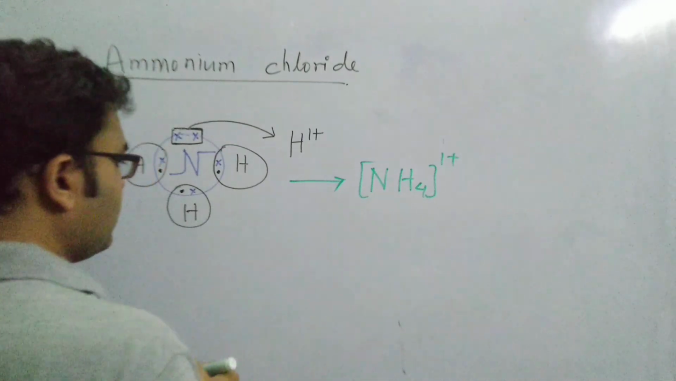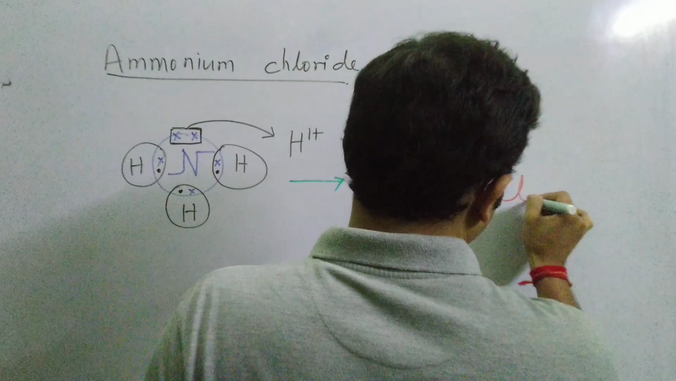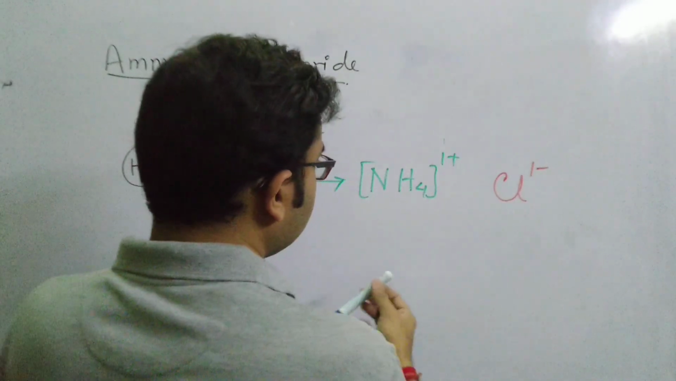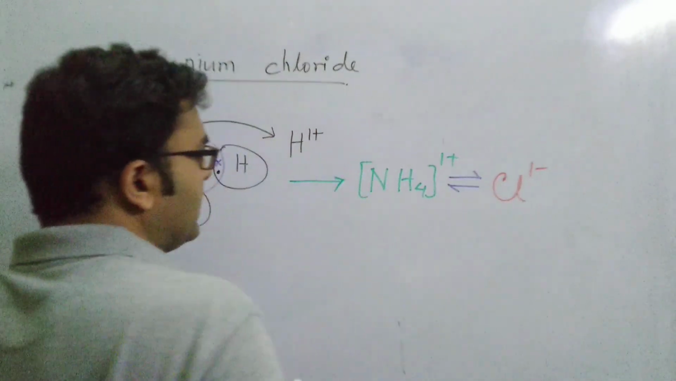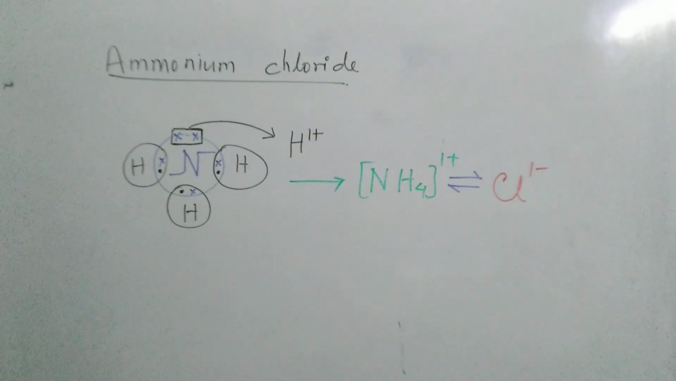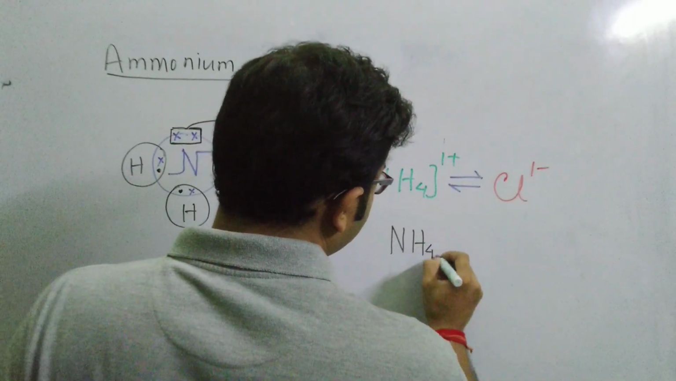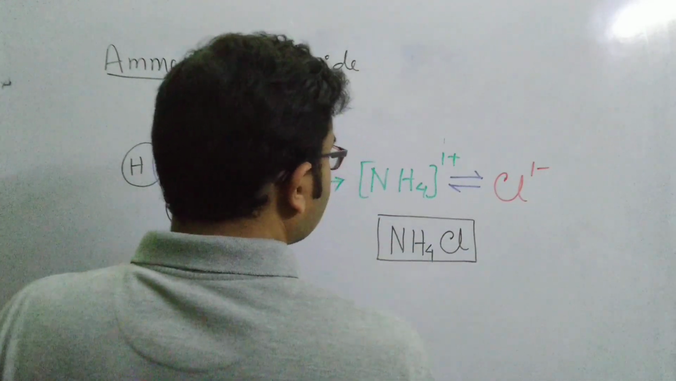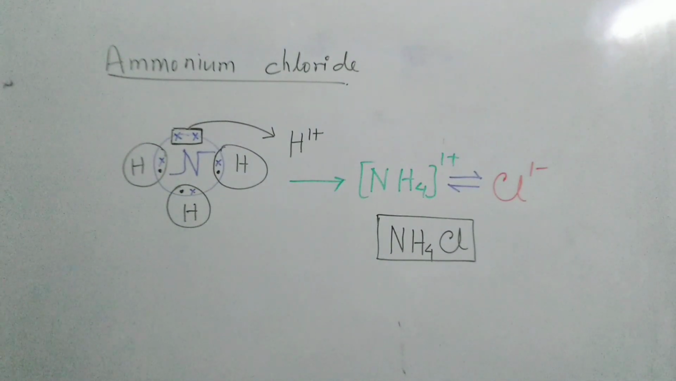And when a chloride ion, Cl1 minus, comes near this ion, due to the attractive force between the chloride ion and the ammonium ion, what happens? The electrostatic force of attraction between the oppositely charged ions brings them together and leads to the formation of a molecule of ammonium chloride. So this is a compound which consists of all three kinds of bond. I hope the concept is clear.